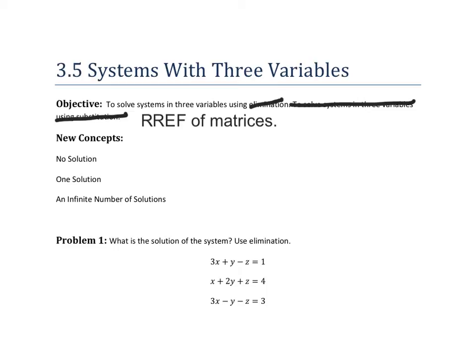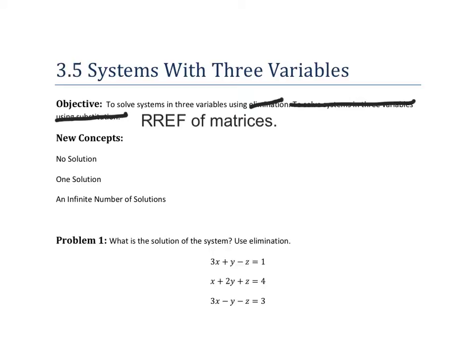Okay, this is section 3.5, systems with three variables, and we're going to change things up a little bit here. So your objective is changing on the top. Instead of solving systems in three variables using elimination and substitution, we're going to simplify this and do what we call reduced row echelon form, RREF, of matrices. It's basically working with our calculator and knowing how to solve these using our calculator.